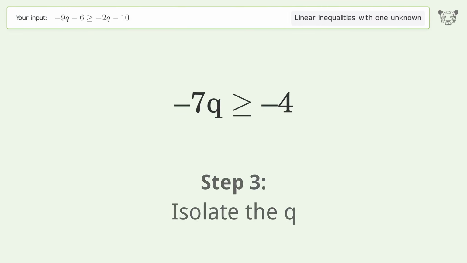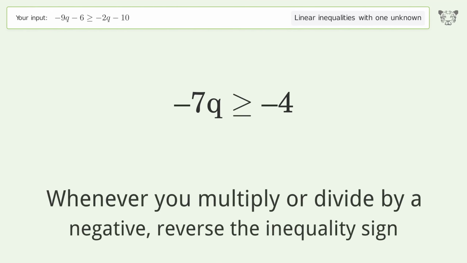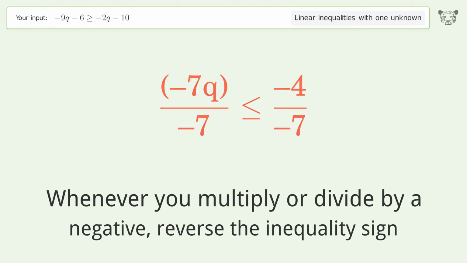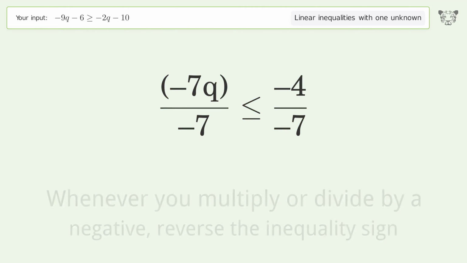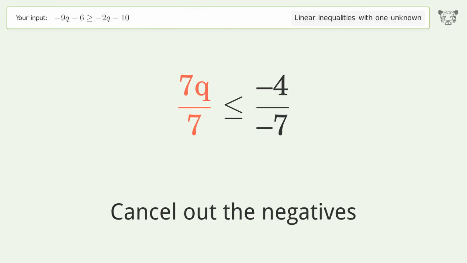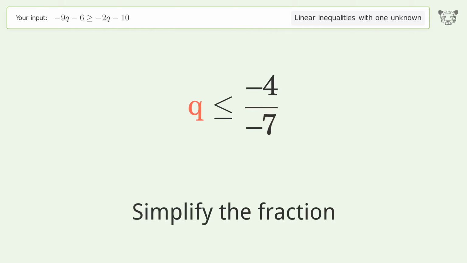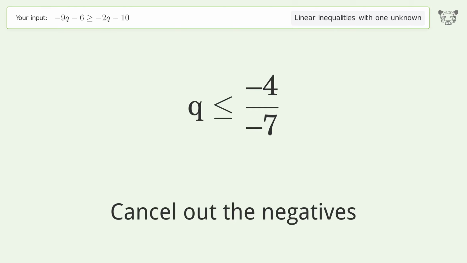Isolate the q. Divide both sides by -7. Whenever you multiply or divide by a negative, reverse the inequality sign. Cancel out the negatives. Simplify the fraction. Cancel out the negatives.